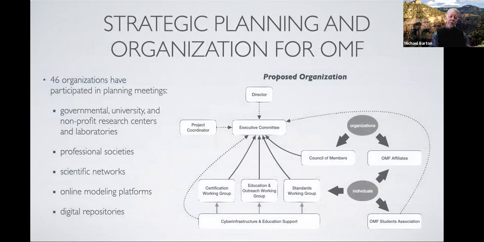So here are some things we're thinking about. This comes out of an NSF proposal that is pending. But so far, 46 organizations around the world have participated in these meetings, representing thousands and thousands of modeling scientists: government agencies and labs, national laboratories, universities, nonprofits, professional societies, scientific networks, digital repositories. So it's been a really diverse and actually very heartening response to this initiative. There's been a lot of interest in this. And so this is sort of how we're thinking about organizing it.